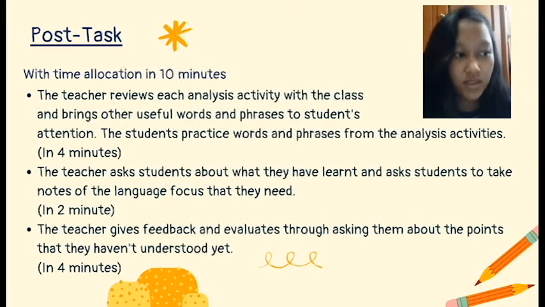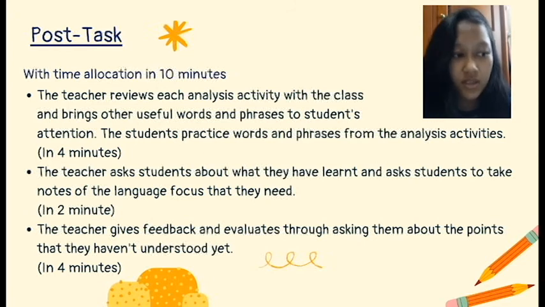Second activity. The teacher asks students about what they have learned and asks students to take notes of the language focus that they need. Time allocation is 3 minutes. Rationale: the students enter useful language items in their language notebooks and can learn from their notebooks.